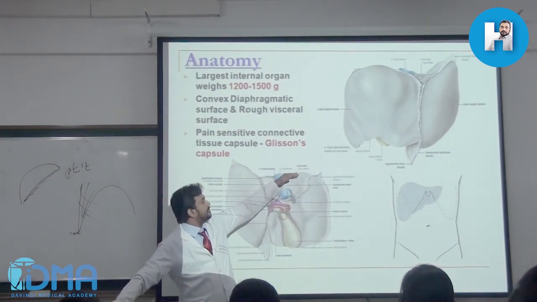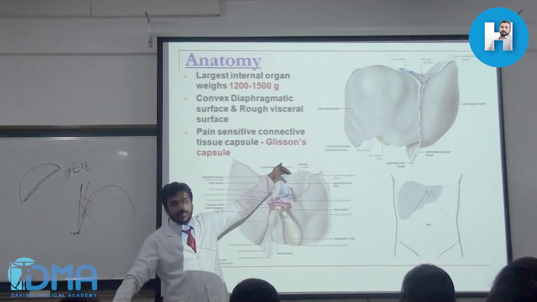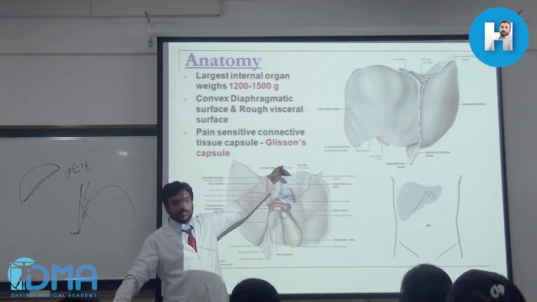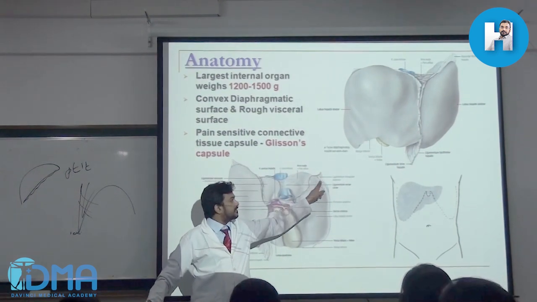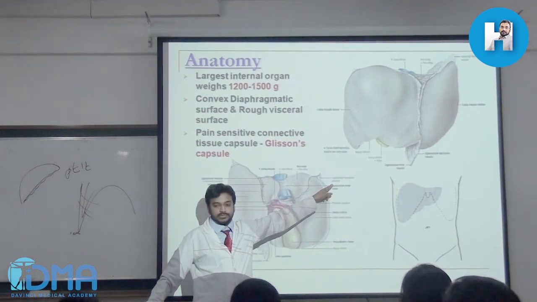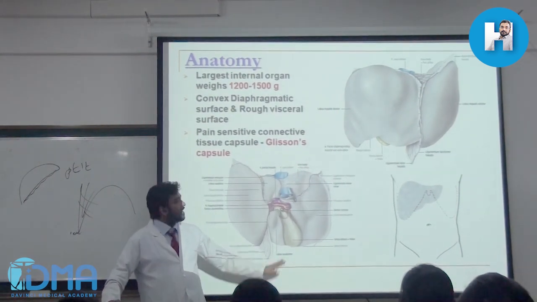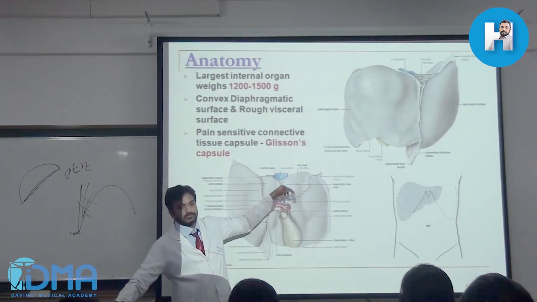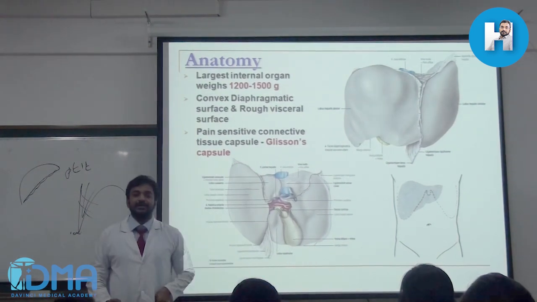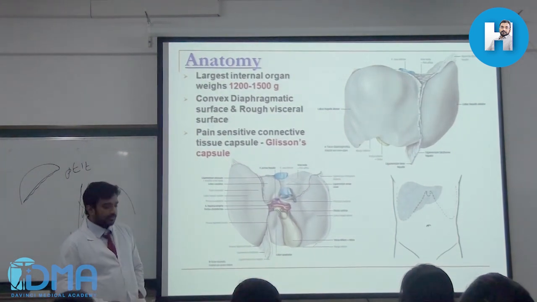From the anterior side, it will be covering and coming, and it will form the anterior leaflet of the coronary ligament. They both will join together and form the right triangular ligament. In between, you get a gap. So here, it is not covering. Up, it will be diaphragm, below this part. We call it the bare area, area nuda or nude area.